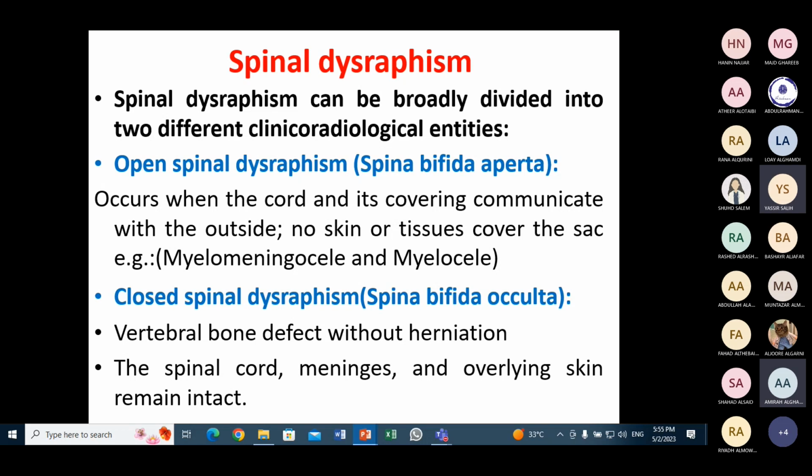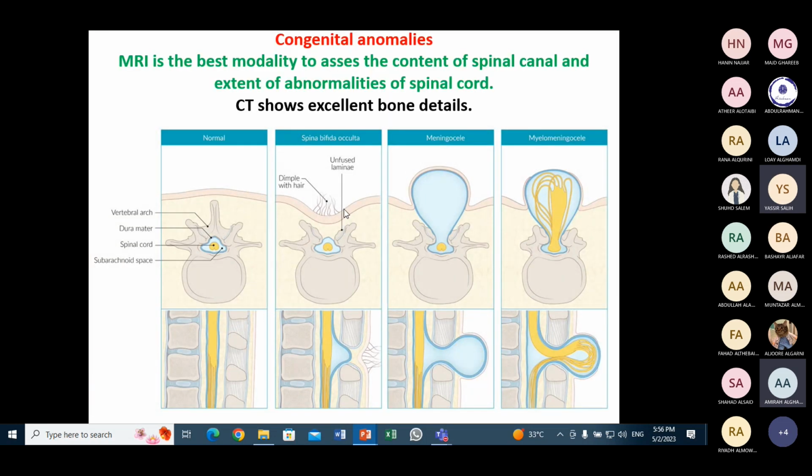So this is myelomeningocele, or sometimes myelocele only, meaning sometimes protrusion of the spinal cord only happens. But when there is a vertebral body defect without any herniation or bulging of the content, this is called spina bifida occulta. So the spinal cord and meninges are in their normal position and covered with normal skin like this. This is the difference between spina bifida aperta and spina bifida occulta.